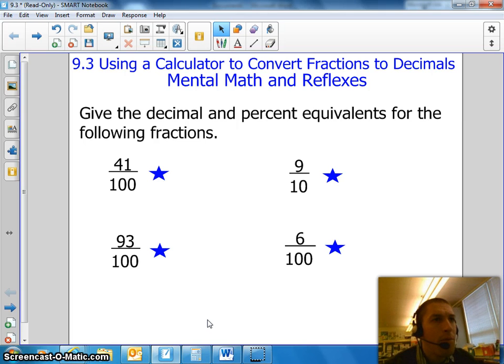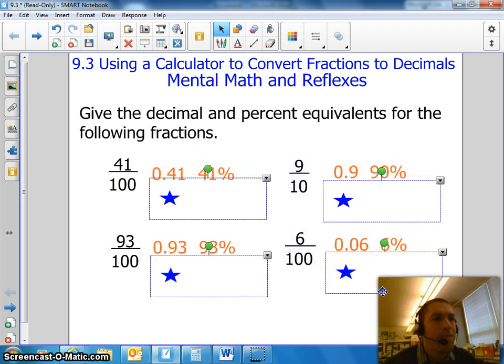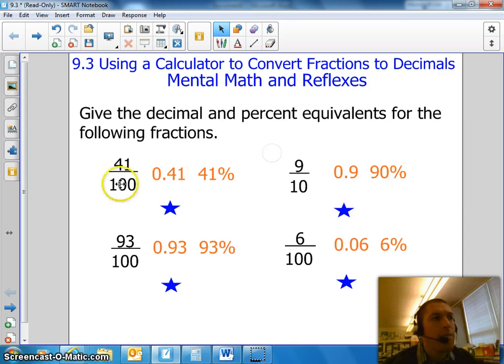But real quick, this is a review from yesterday, and we talked about finding the percents and decimal equivalencies for these. So why don't you pause it, take a chance. Alright, let's see how you did. Okay, 41 over 100, 41%, and these should all be reviewed. The hardest one here should be 9/10, which is the same as 90 out of 100, which should be the same as 90%.